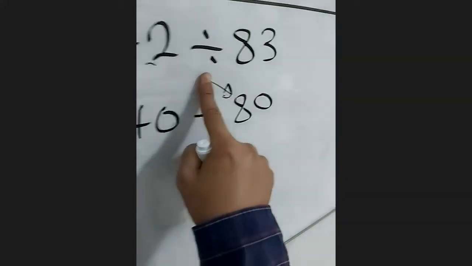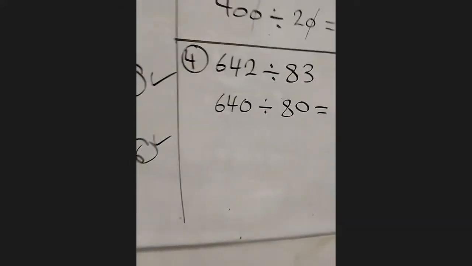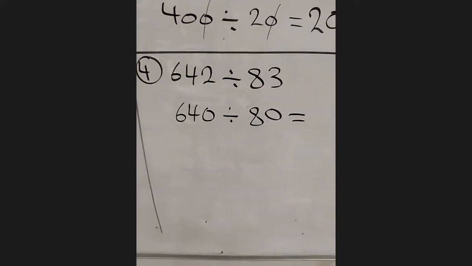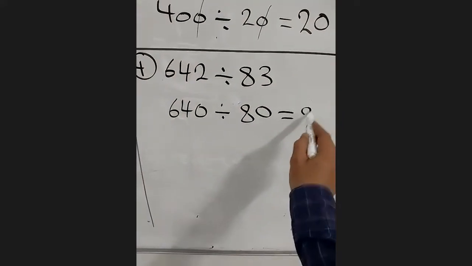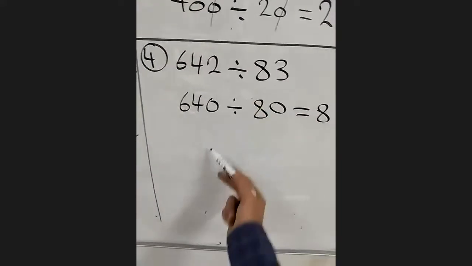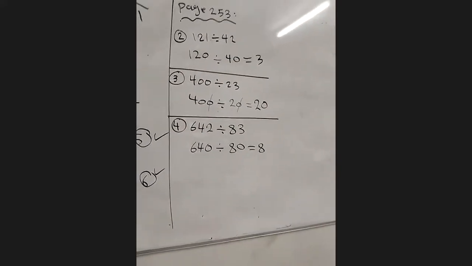Yes. Good boy. Now let's divide using the division patterns. What will we do? 64 divided by 8 equals 8. And we cross the 0 with the 0, it is still 8, right? Yes. Excellent boy. Thank you.